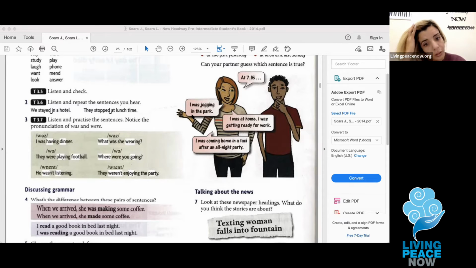And then, what was she wearing? "Was" and "she" are slightly pronounced, and "what" and "wearing" are strong. So this is the intonation and pitch in English. You can take a picture if you want, so that you can see this later.